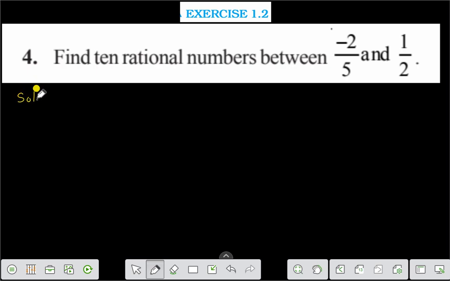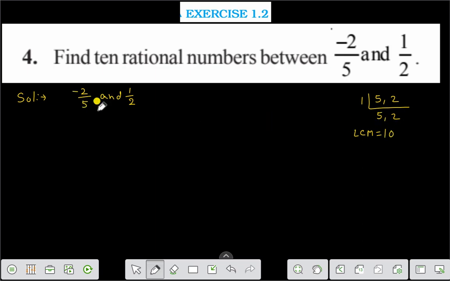Let us take these numbers, minus 2 by 5 and 1 by 2. First of all, find the LCM of the denominators, that is 5 and 2. It will divide by 1 only. Therefore, LCM is equal to 5 into 2, that is 10.